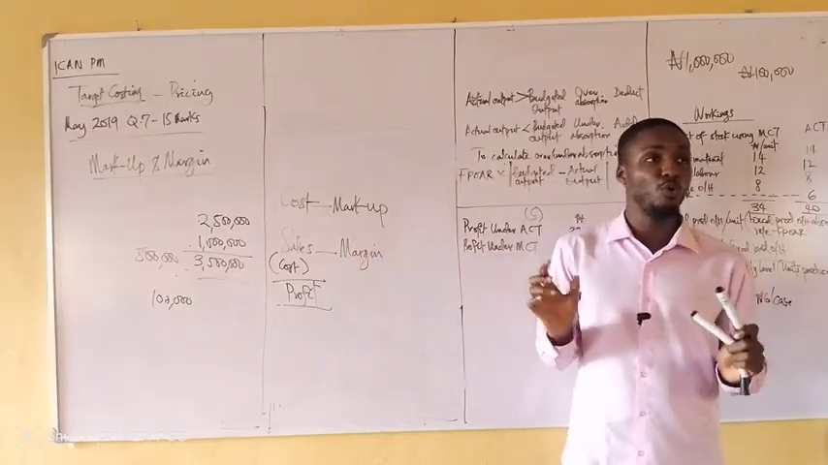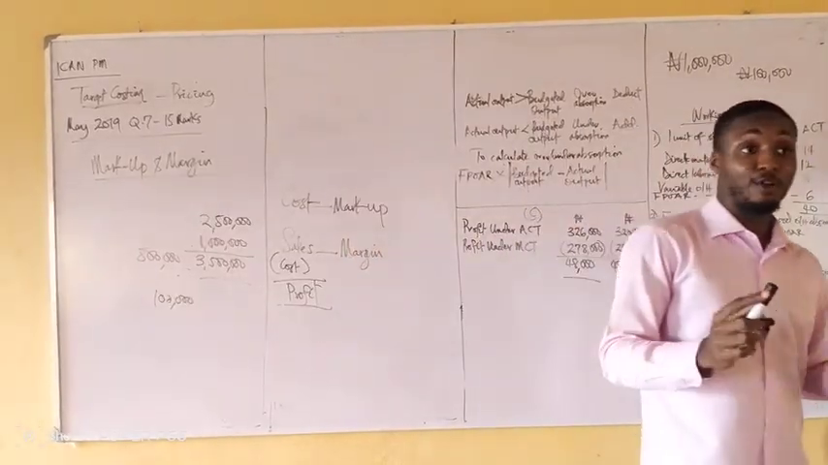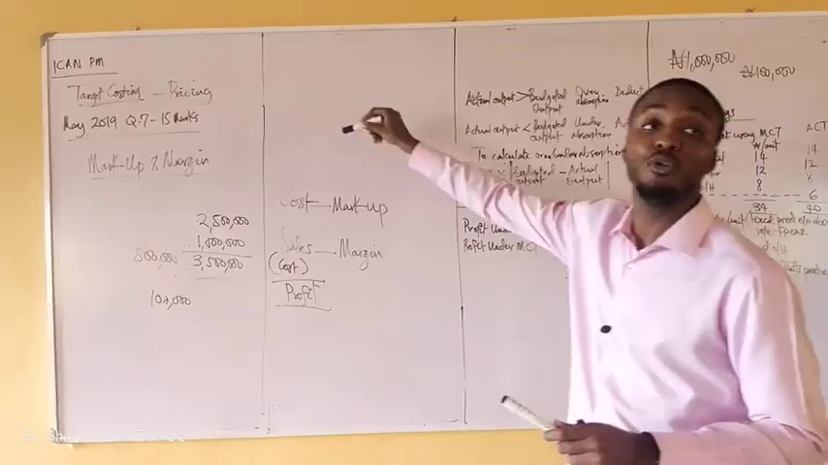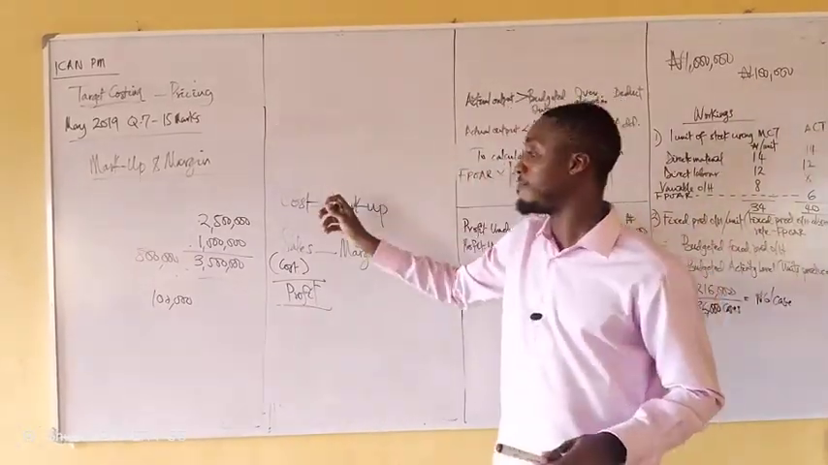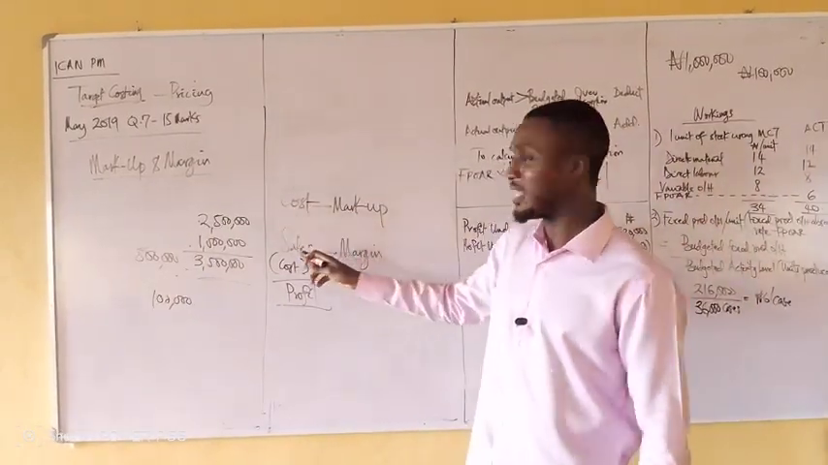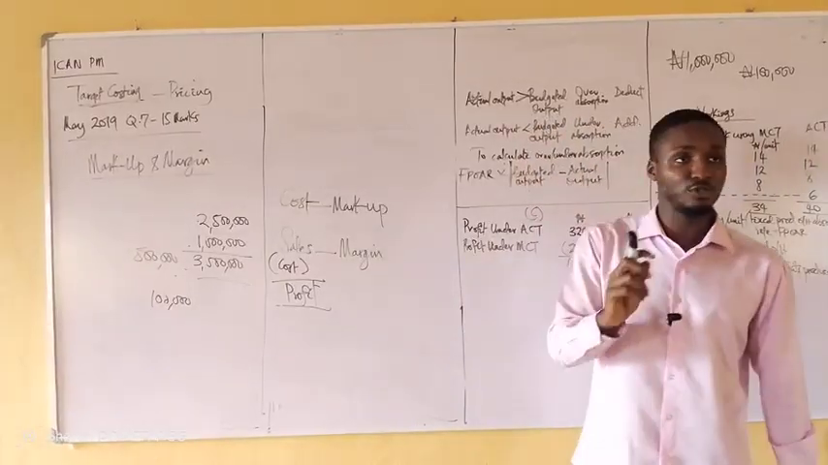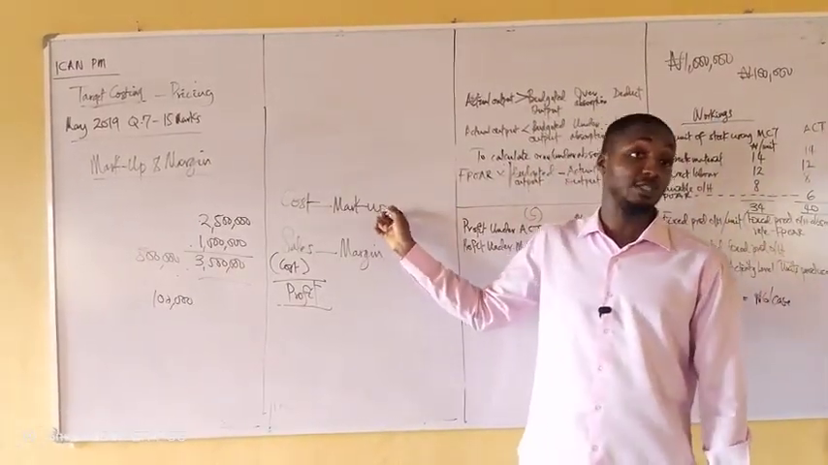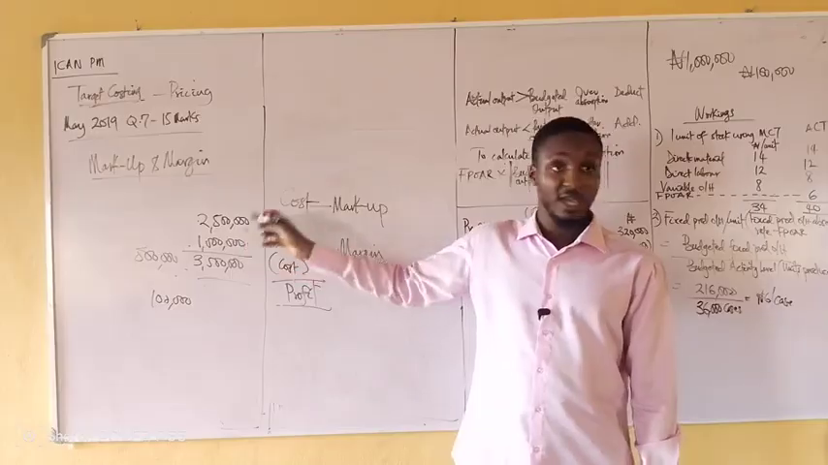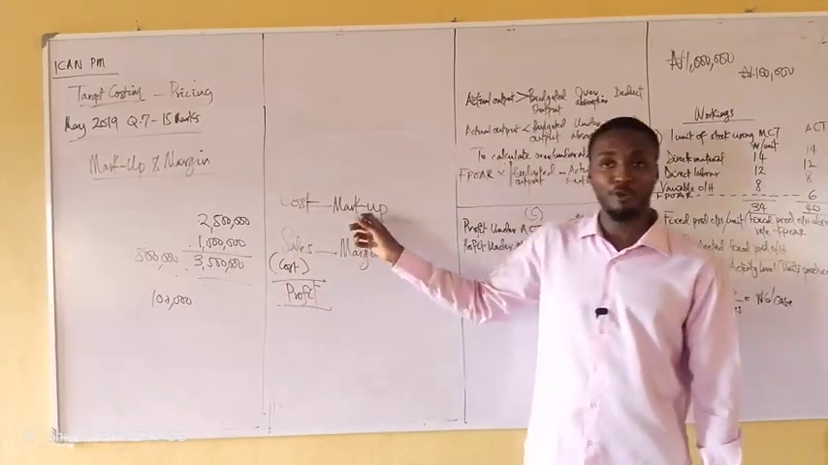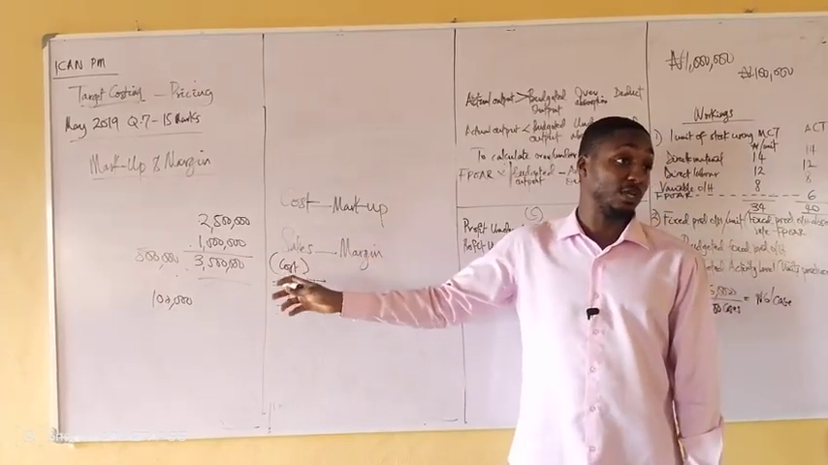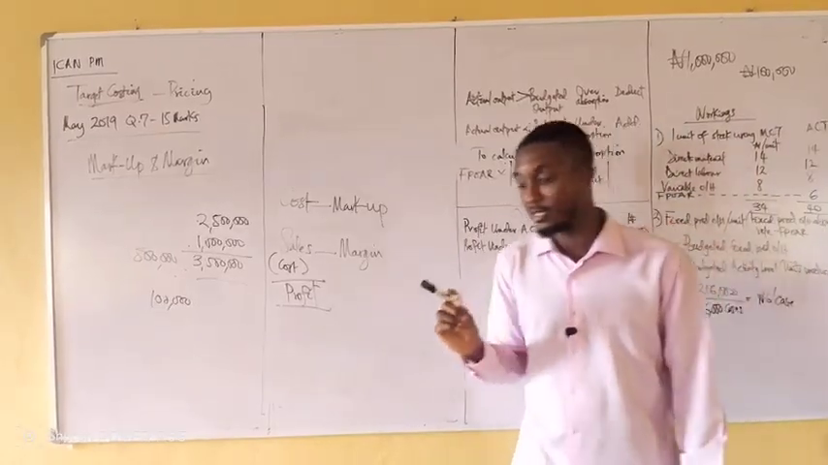Margin. Please always watch. You can easily convert markup to margin, but you cannot apply margin on cost, and neither can you apply markup on what? Sales. So if a question has given you your cost figure and given you margin, the first thing you ought to do is to convert that margin to what? Markup, before you now apply the percentage on cost. If a question has given you sales and markup, you first need to convert the markup to margin before applying it on what? Sales.